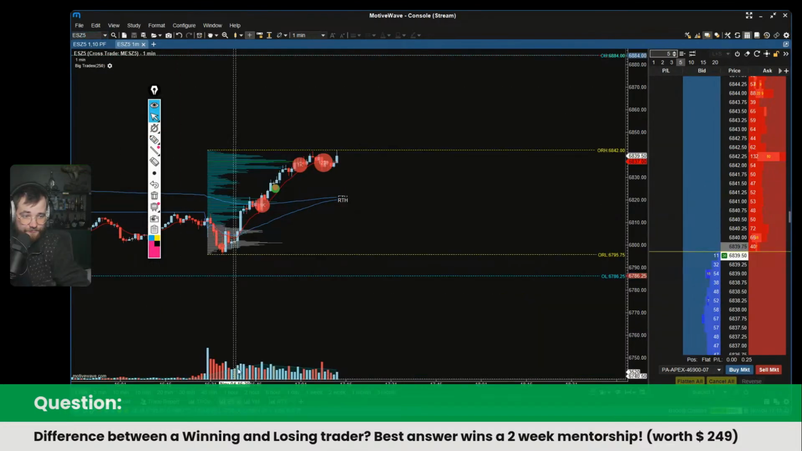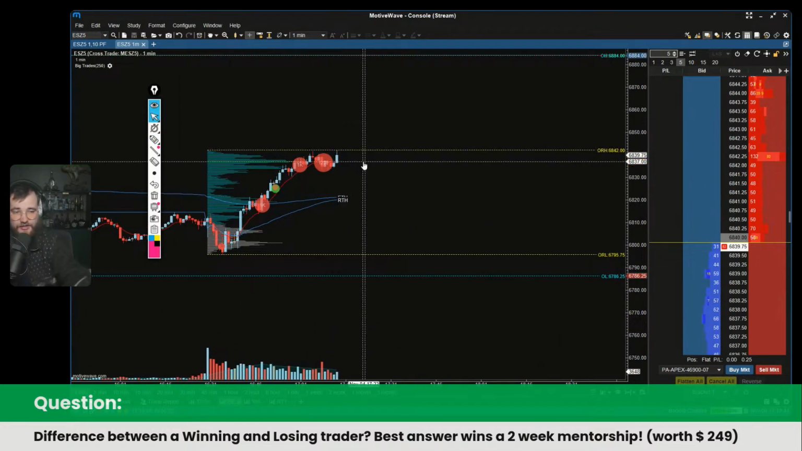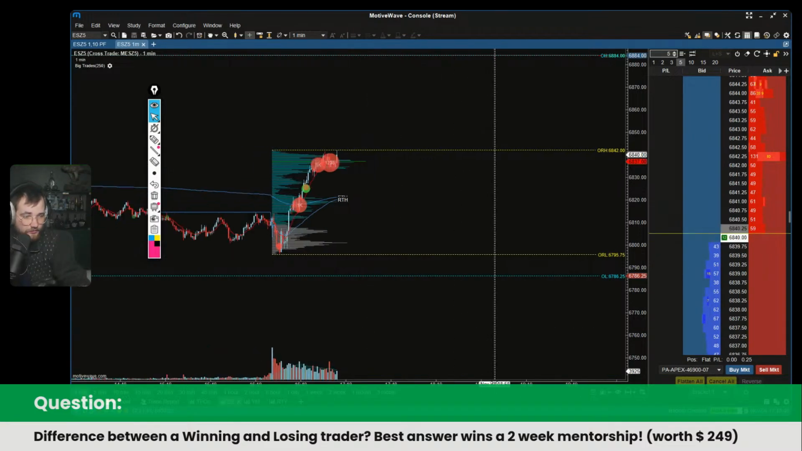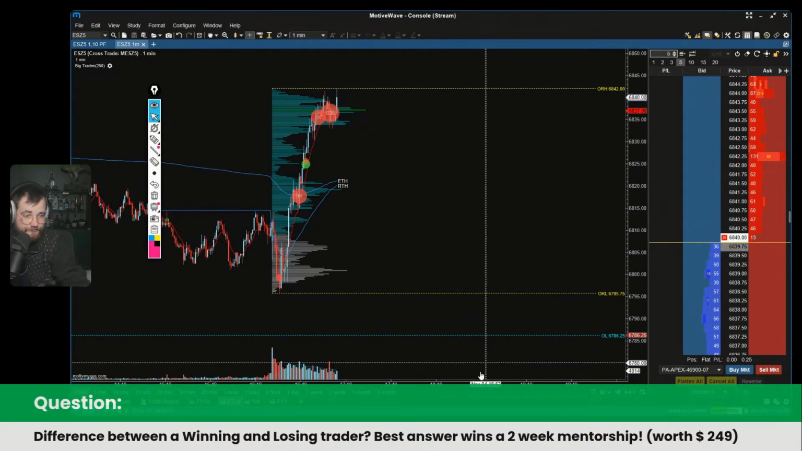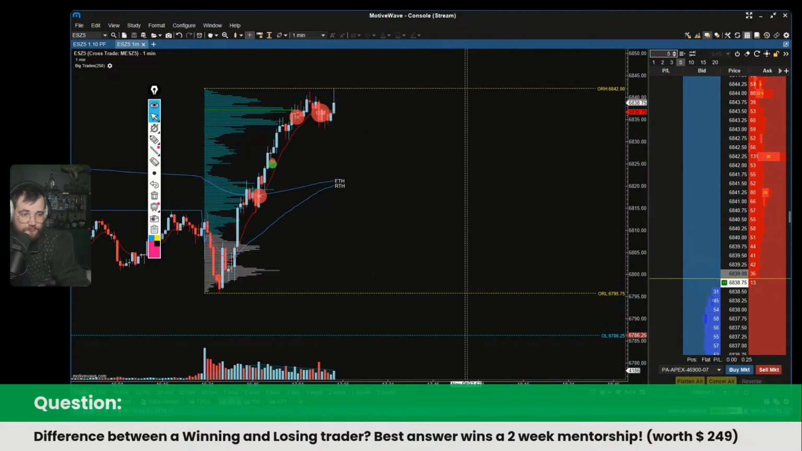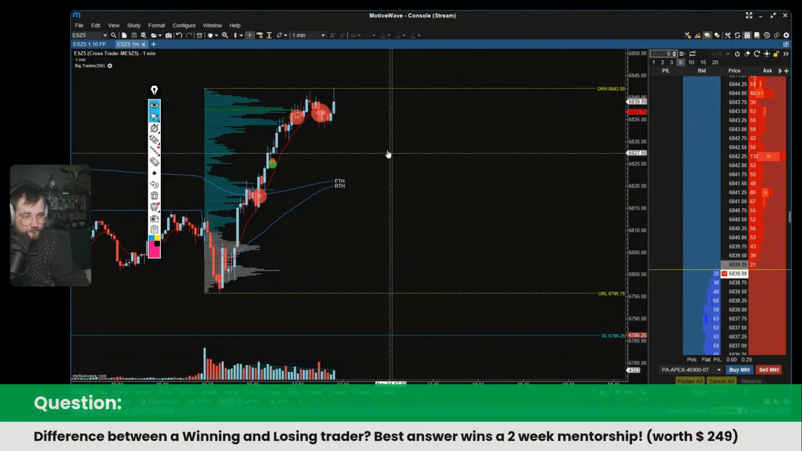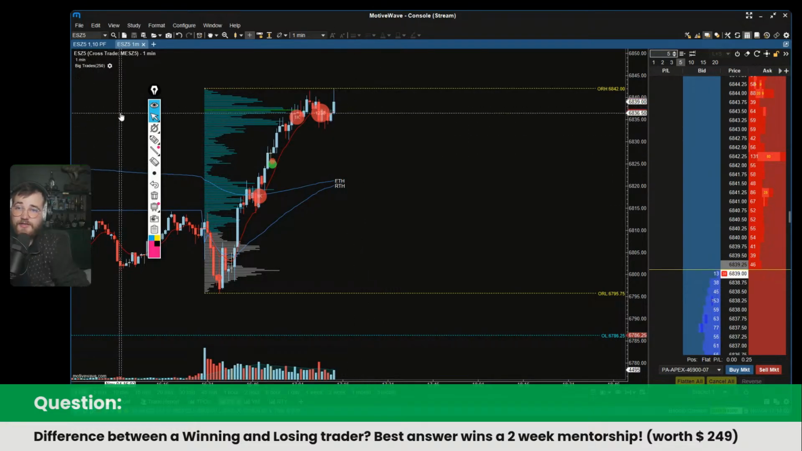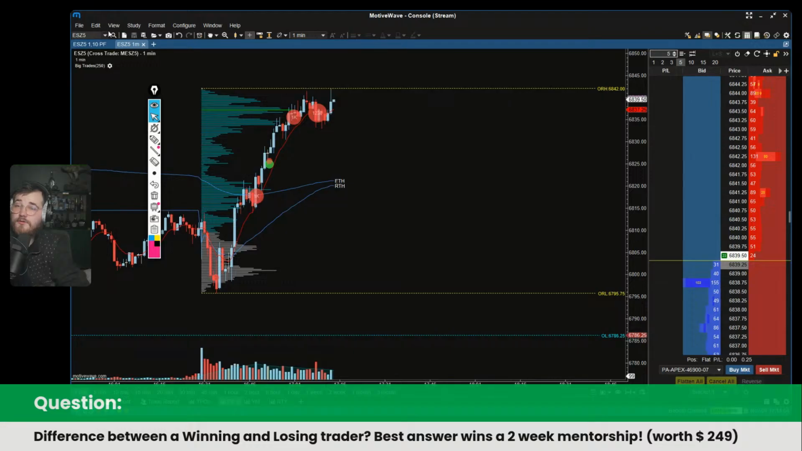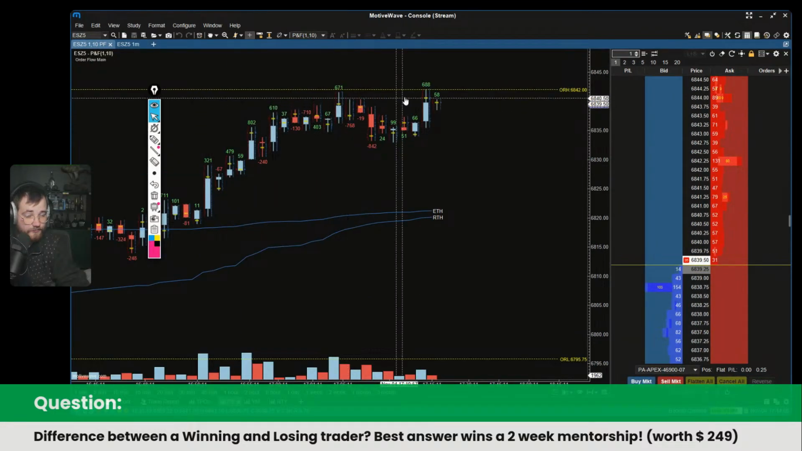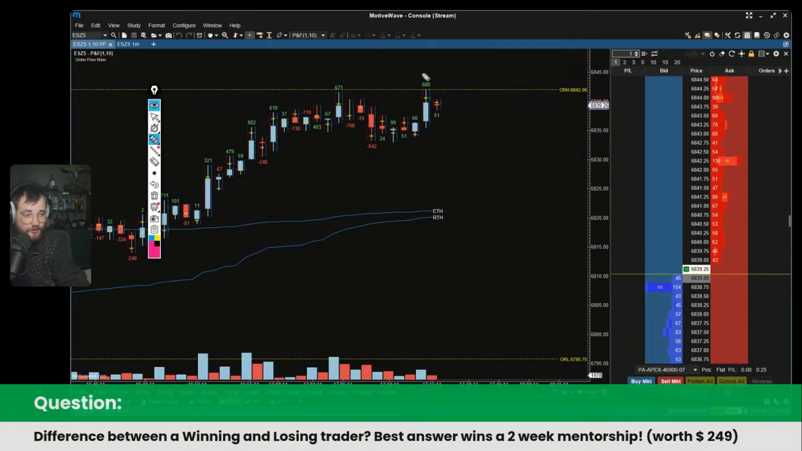They're very interesting. Oh, we made a higher high in ES. Made a higher high in ES. Let's look at the chart here. Positive delta across the board.